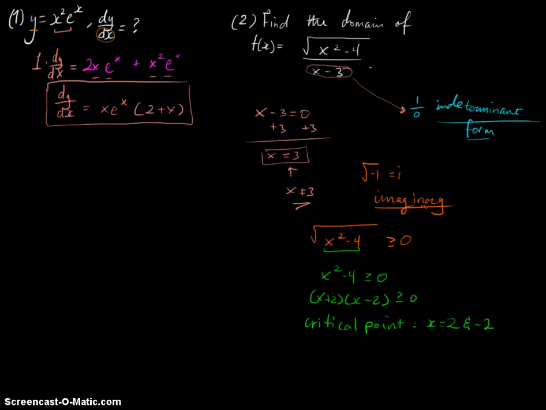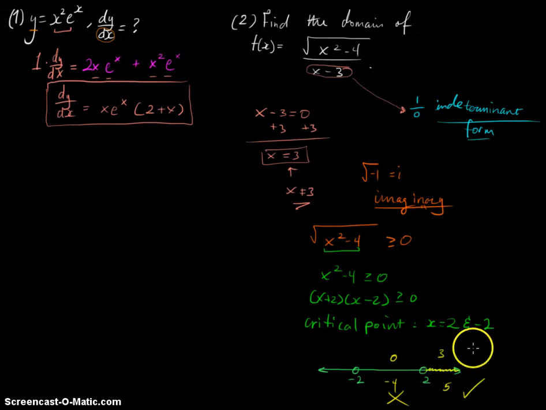So now we just draw a number line. Let me draw that in aqua. Draw a number line with our spots at 2 and negative 2. So let's pick a number between negative 2 and 2. Let's say 0. Now at x equals 0, we get negative 4, which is not greater than 0. No good. So let's pick something greater than 2. Let's pick 3. 3 squared is 9. 9 minus 4 is 5. 5 is greater than 0.